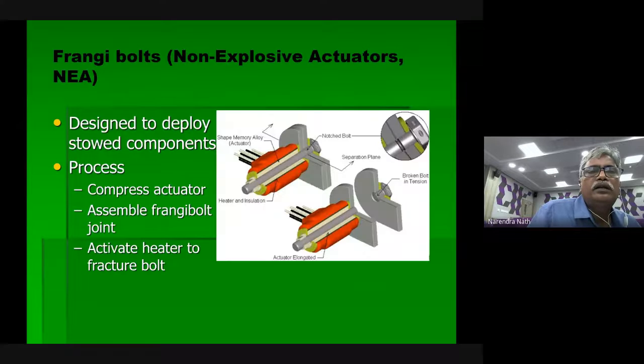Some applications I am showing. This is the Frangibolt, which people are using. See, this is the joint, this is the assembly. It is designed to deploy stored components: compress the actuator, assemble the Frangibolt joint, activate the heater, fracture the bolt. Ultimately, we fracture the bolt by activating the heater. This is titanium nickel. If you want to separate this and this at high altitude, you assemble it neatly, and when you want to detach the main part from the body, you program it so that at that time it heats and simply detaches. This is made of SMA.